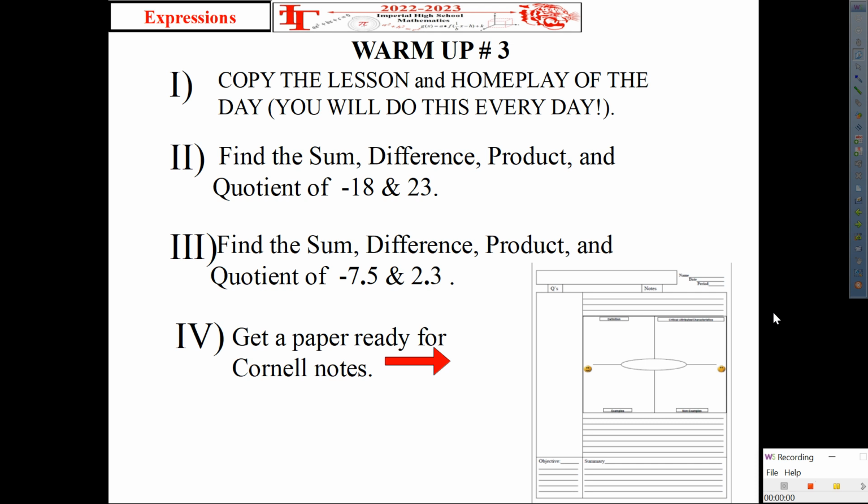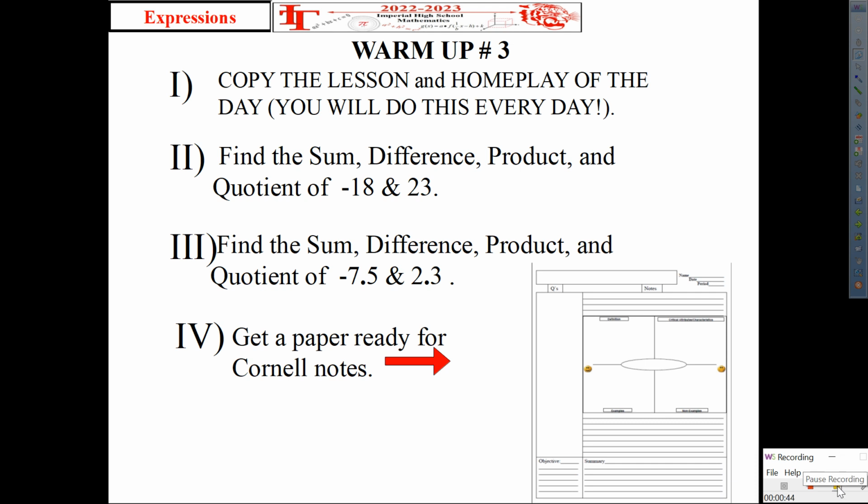Warm-up number 3 is on the screen. Number 1 is just instructions to keep the structure of the day going, but I want you to do numbers 2 and 3 really quick. Number 2 reads, find the sum, difference, product, and quotient of negative 18 and 23. And number 3 is find the sum, difference, product, and quotient of negative 7.5 and 2.5. And then we're going to continue with our lesson. We're going to do some setup for our notes, so I'll give you more instructions on that. But for right now, let's get started with that, please.